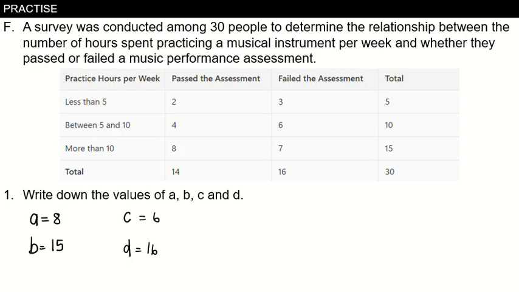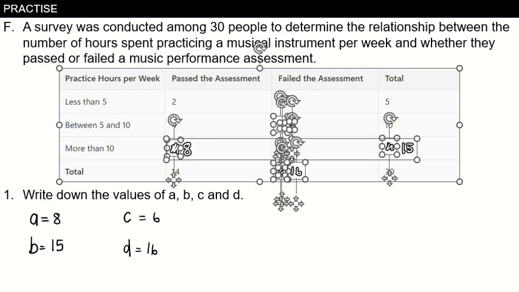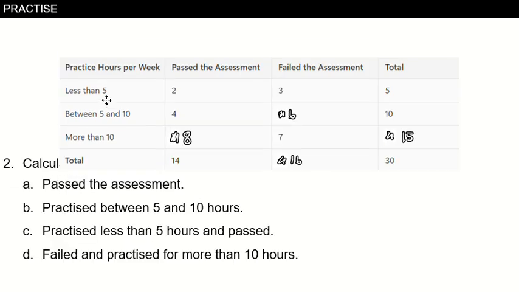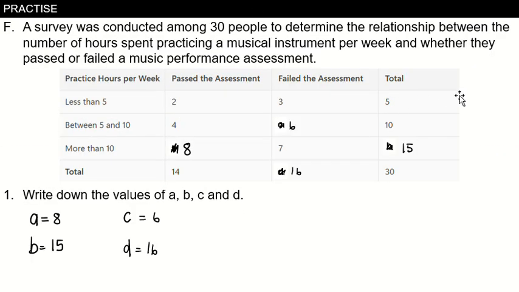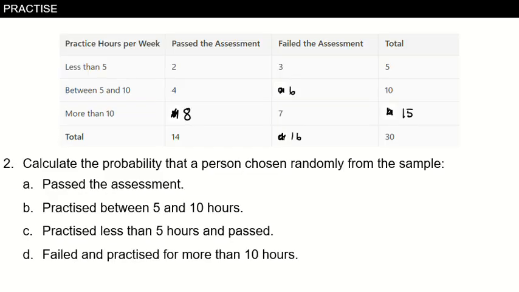So now that we know that, let's check out the questions asked. Calculate the probability that a person randomly chosen from the sample passed the assessment. We know 14 people passed the assessment, so 14 over 30. Again, it's your choice whether or not you would like to simplify.